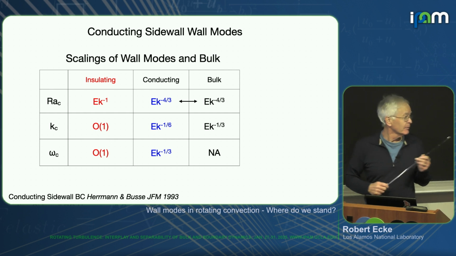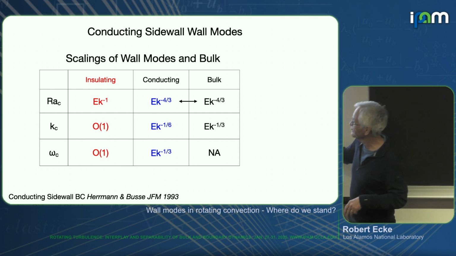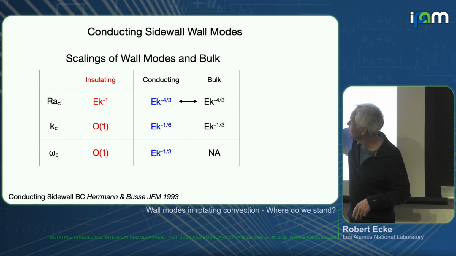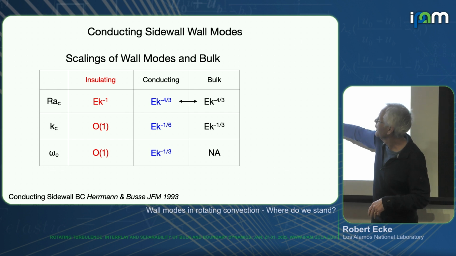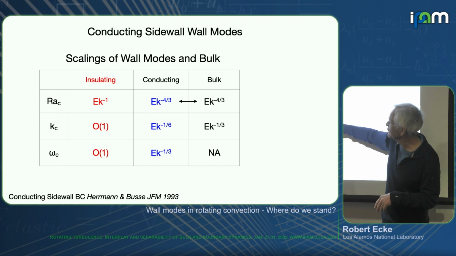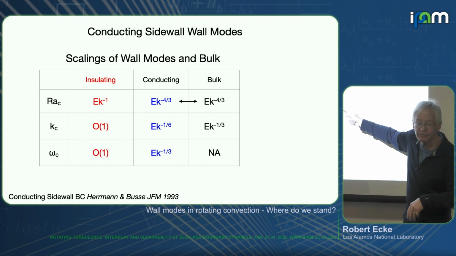All right, in the last couple minutes, I'd just like to talk about conducting wall modes. One of the things that happens is for conducting wall modes, the scaling of the onset is the same as for bulk. The other properties have different scaling, so you can differentiate them, but this has a coefficient about half of this value.